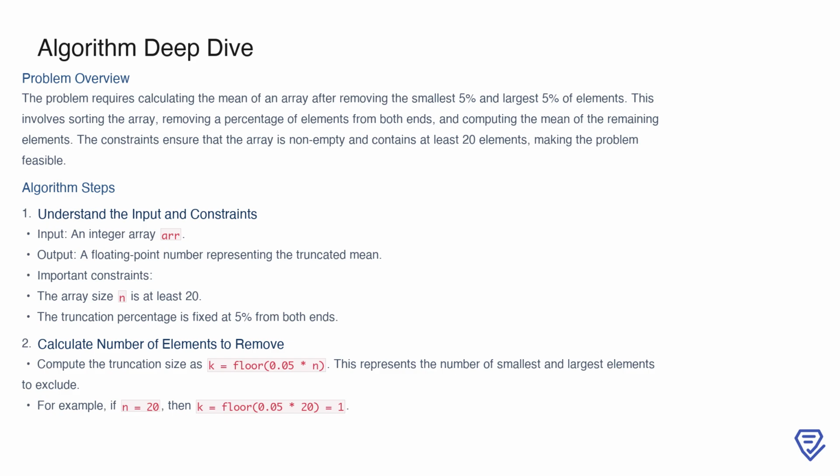First, the input is an array of integers, and the output is a floating point number representing the truncated mean. A key constraint is that the size of the array, denoted as n, is always at least 20. The truncation size, calculated as k equals floor(0.05 * n), determines how many elements to remove from both ends. For example, if the array has 20 elements, 5% of 20 is 1, so k equals 1. This means we will exclude one smallest and one largest element before computing the mean of the remaining values.